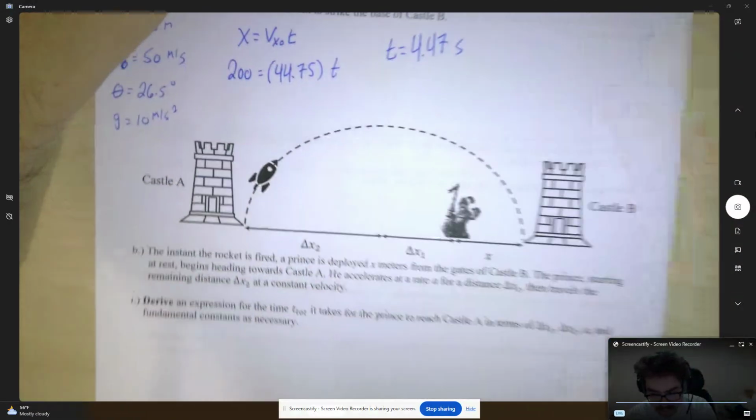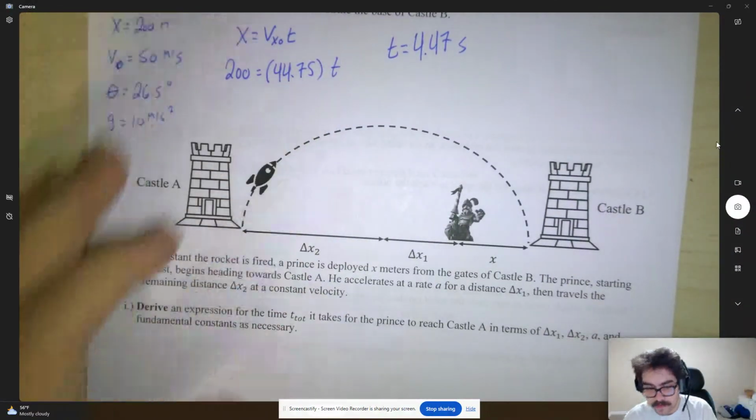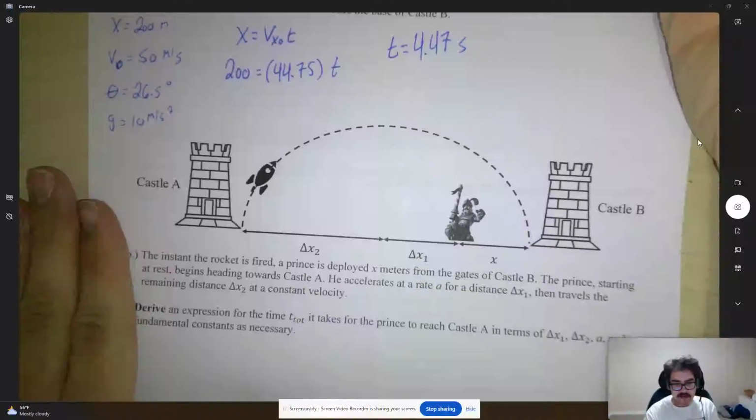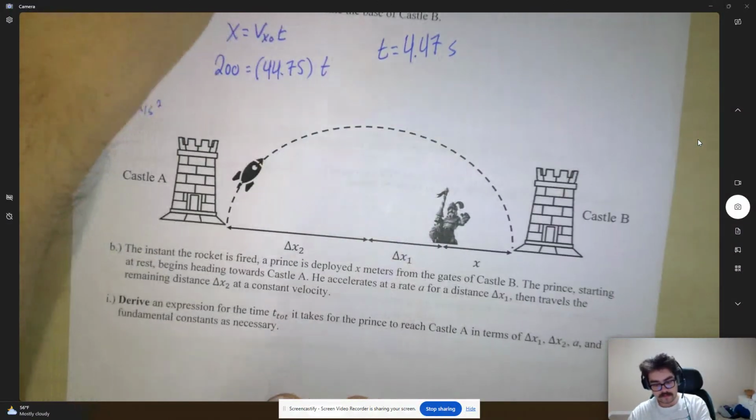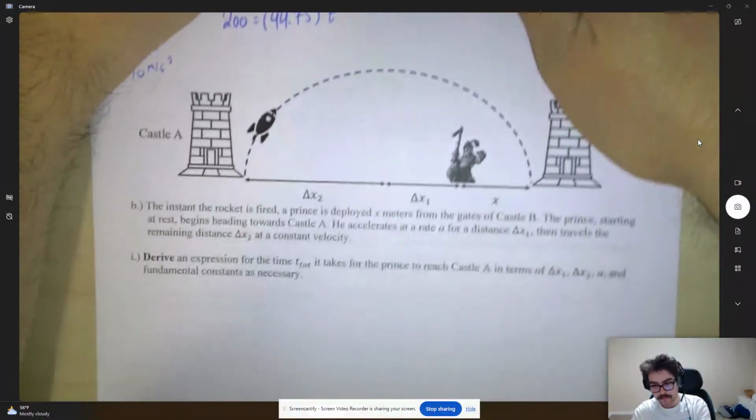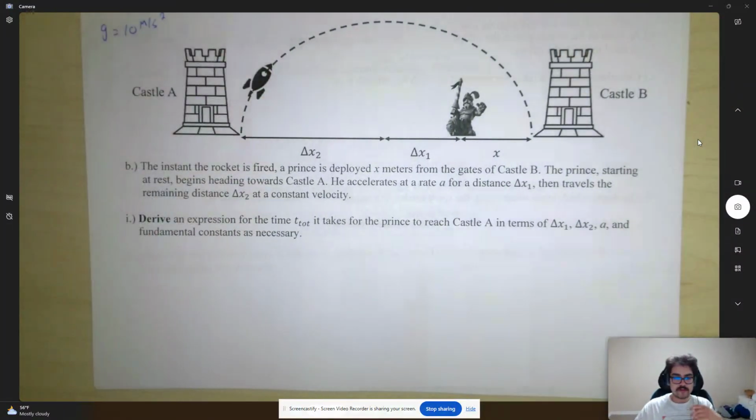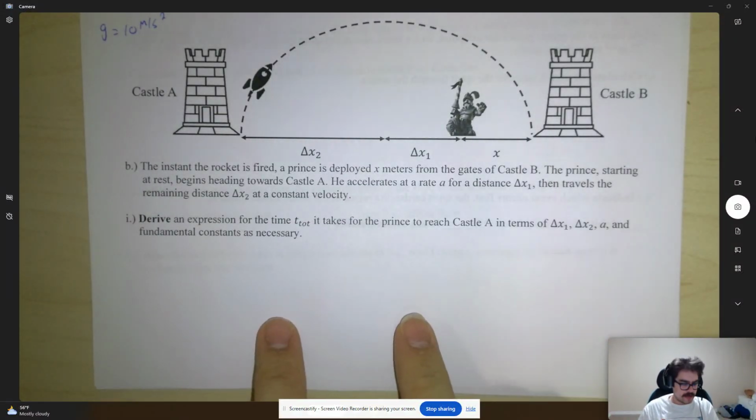Part B. What is that? Okay. Part B says the instant the rocket is fired, a prince is deployed. The prince, starting at rest, begins heading towards Castle A, accelerates at rate A for a distance delta x1, then travels the remaining distance delta x2 at constant velocity. Wait a minute. Is this not just the exact same problem? It is. Okay, I wrote it.